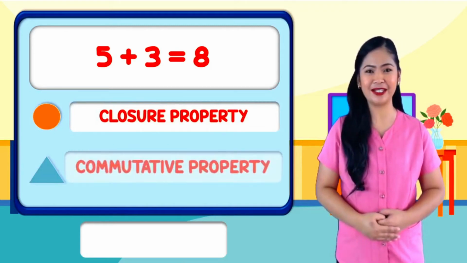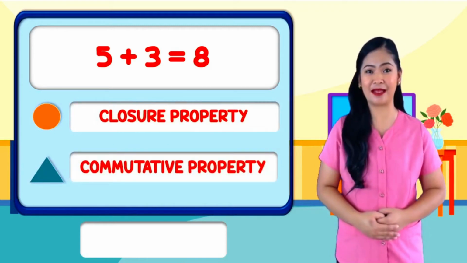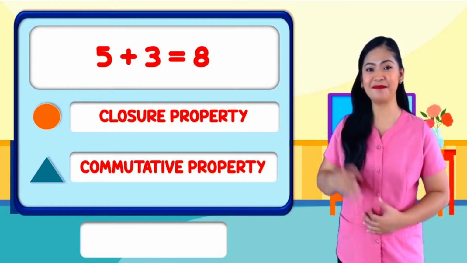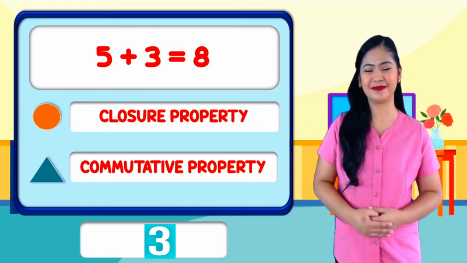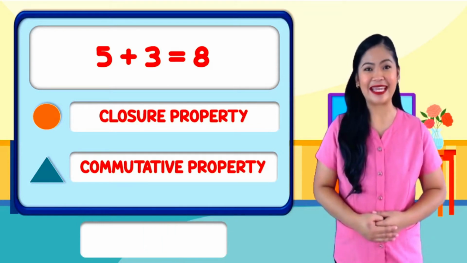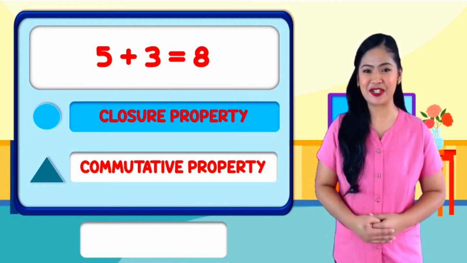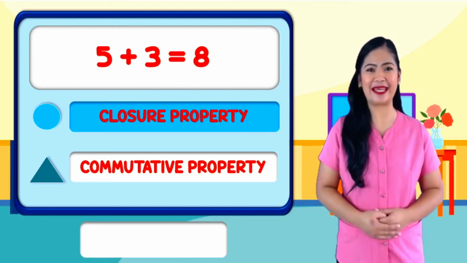For triangle, its commutative property? Is it circle or triangle? Correct. The answer is circle, closure property.